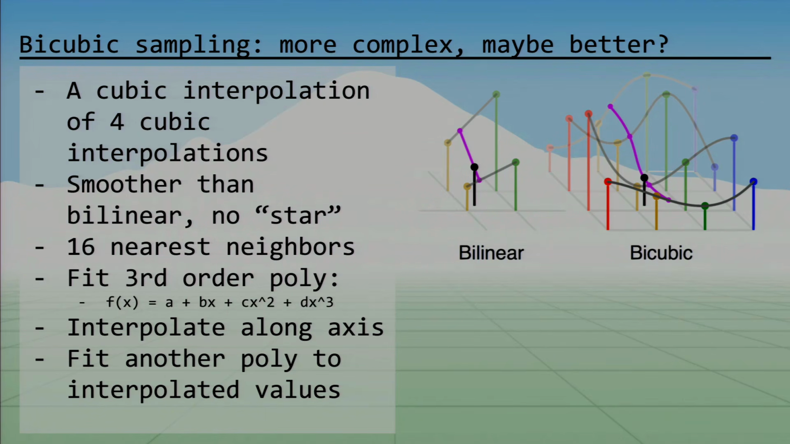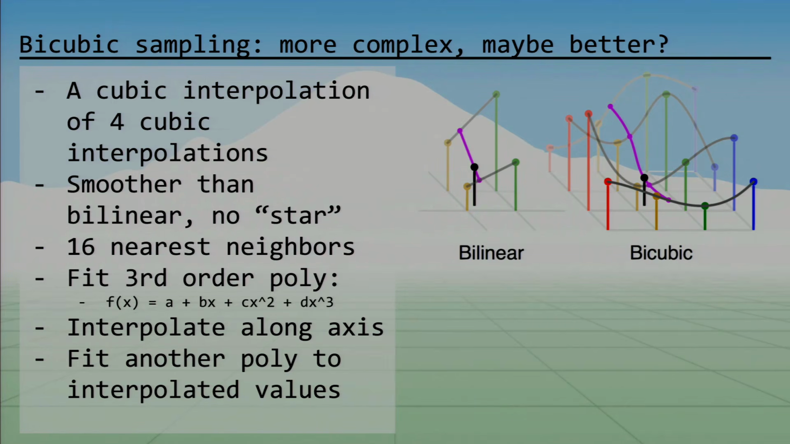And then for the specific x value that we care about, at each of these y values, we're going to plug in the coordinate and come up with some interpolated value. And then we're going to fit another third order polynomial. We're going to fit another cubic spline to those values to get our final result.